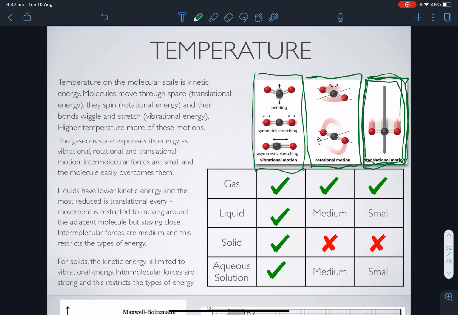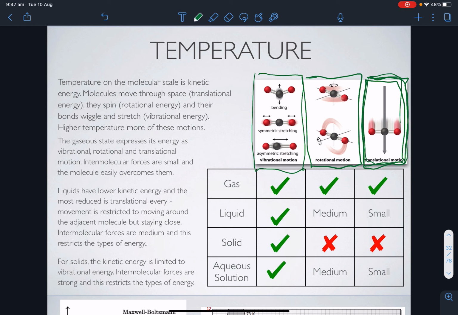The lower the temperature, the lower the amount of these motions, or the slower they are. Increase the temperature and you get more of these: more bending, more stretching, more rotation, more translation.